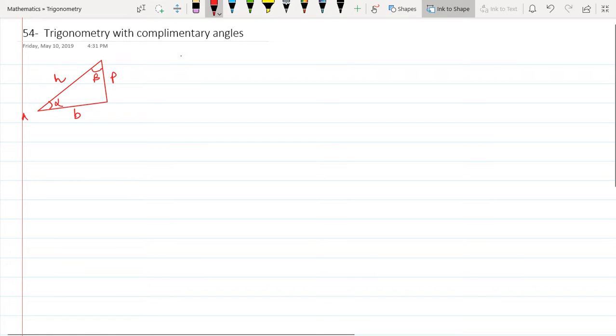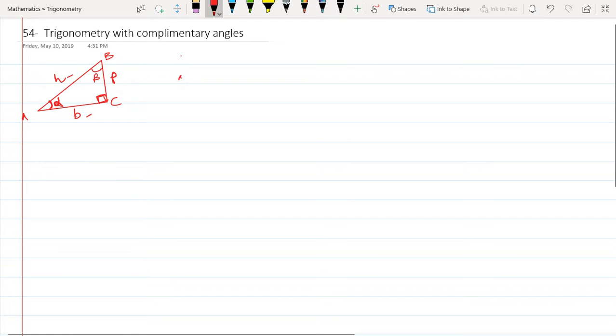Imagine we have a right triangle ABC, right angled at C, and I call this side the perpendicular. This is my base, and this is my hypotenuse. Everything is relative to this angle alpha: the perpendicular, the base, the hypotenuse, everything is relative to this angle alpha.